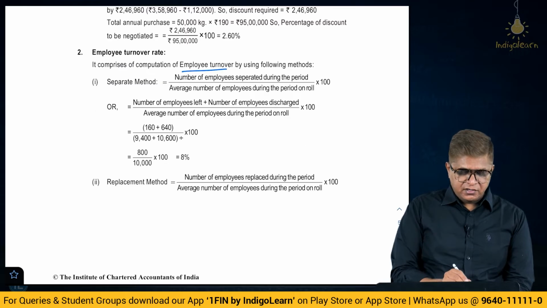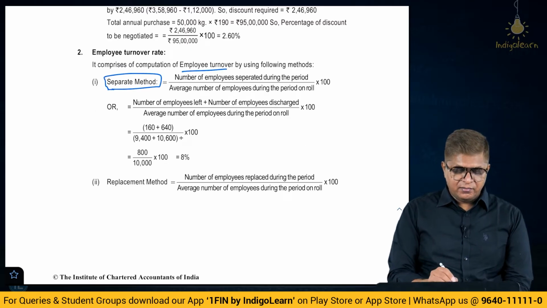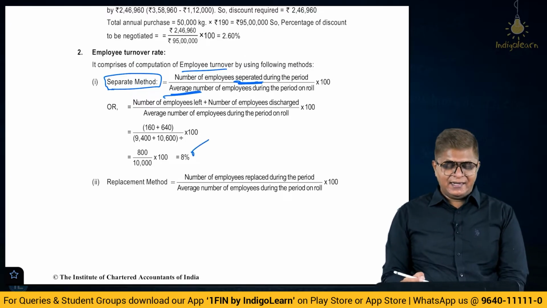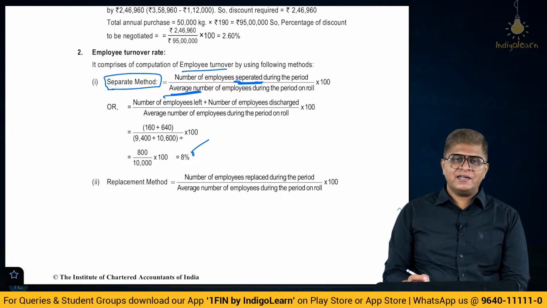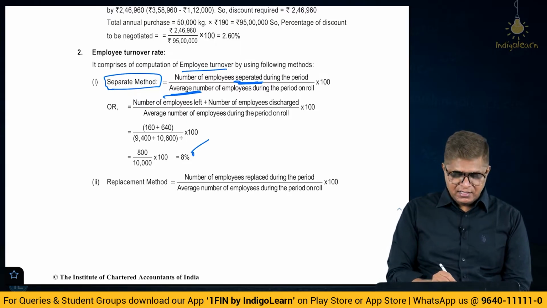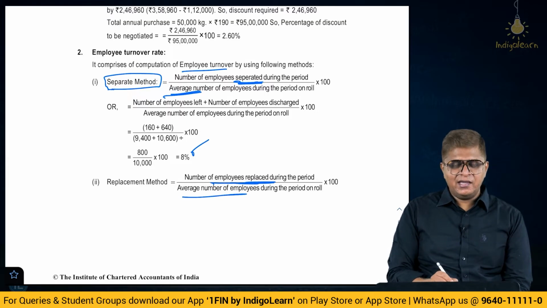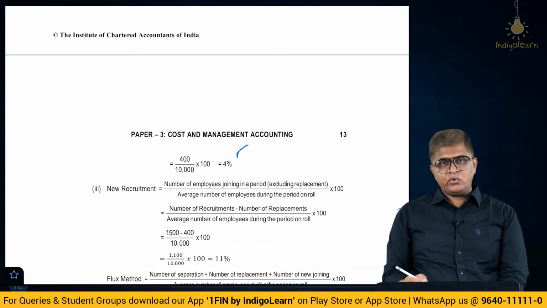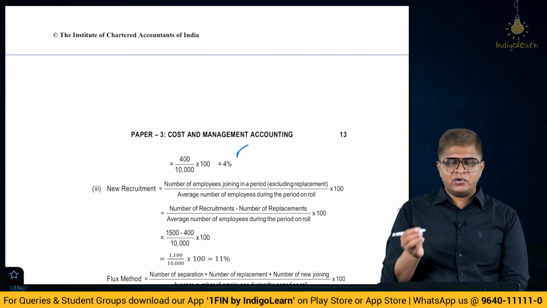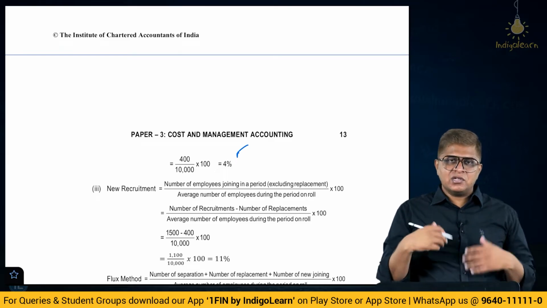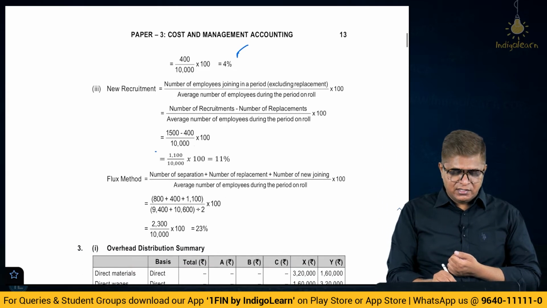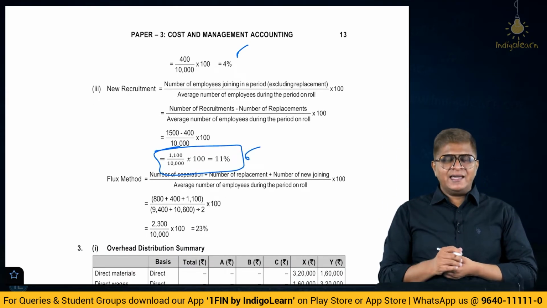So turnover, first we are talking about separation method. So number of employees separated divided by the average number of employees. As we have discussed, it is 8%. Replacement, the number of employees who have been replaced. So 400 employees have been replaced. So number of employees replaced divided by the average number of employees, that comes to 4%. New recruitment, so out of 1500 we said 400 are replacements, so 1100 are going to be the new recruits. So 11%, 1100 by 10,000 into 100.